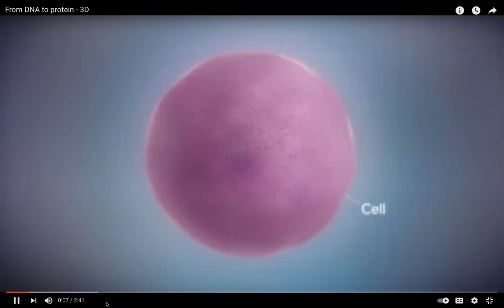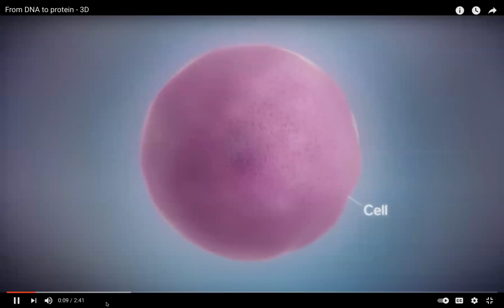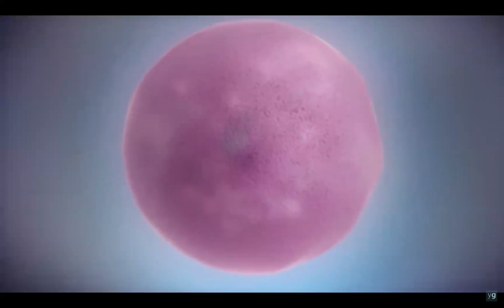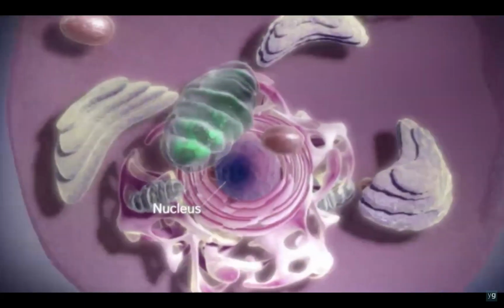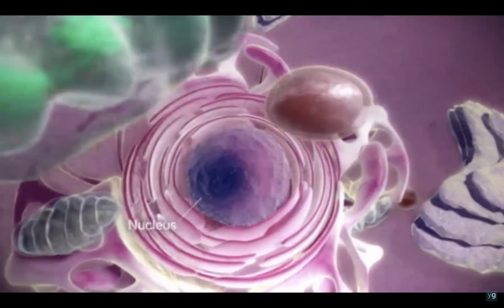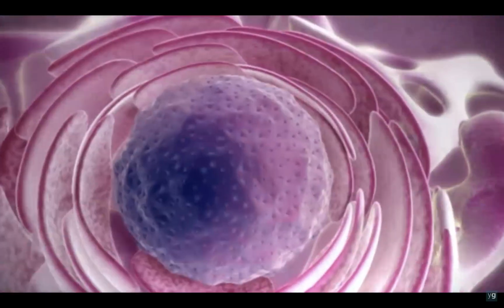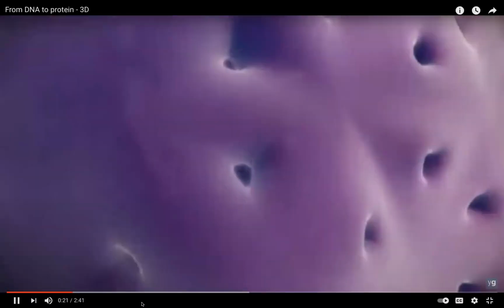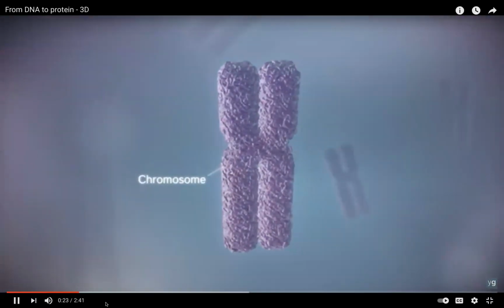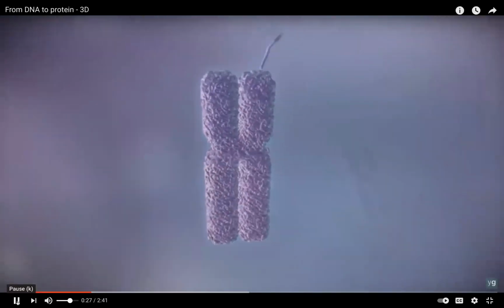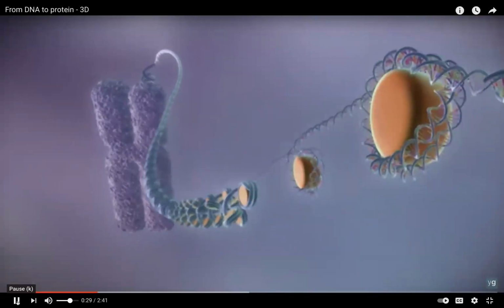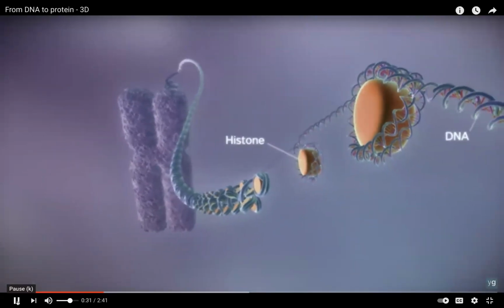Here is a cell, the basic unit of all living tissue. In most human cells, there is a structure called the nucleus. The nucleus contains the genome. In humans, the genome is split between 23 pairs of chromosomes. Each chromosome contains a long strand of DNA, tightly packaged around proteins called histones.